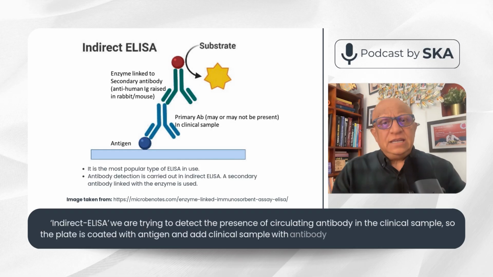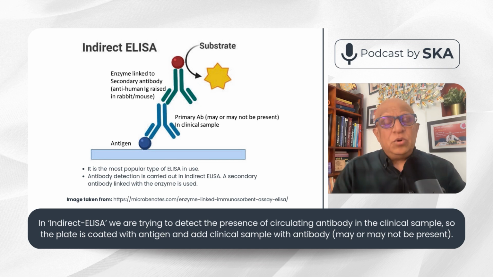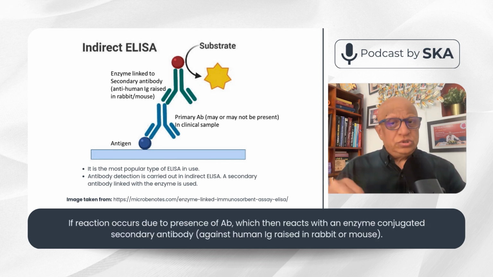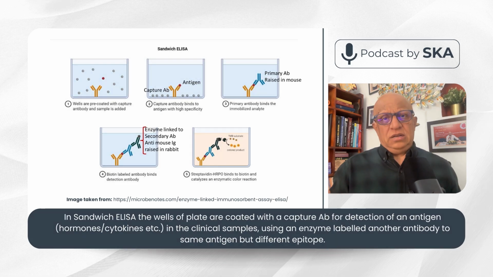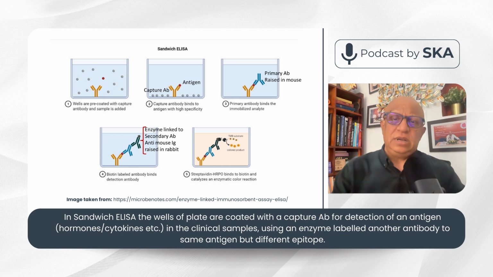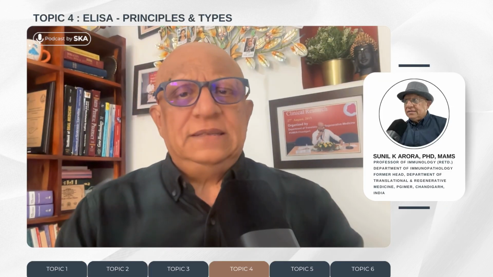And then you have indirect ELISA, where you can actually detect the presence of antibody in the clinical sample, and you use the secondary antibody. And then there is a sandwich ELISA, where two antibodies are used. One is a capture antibody which is tagged to the plate, and then the clinical sample is added which may or may not have the antigen, and then another antibody which is also against the same antigen but a different epitope, and this antibody is tagged with the enzyme, and so the antigen basically is sandwiched between two types of antibodies which are against the same antigen but different epitopes, and that gives a positive or a negative result. So very, very sensitive technique.